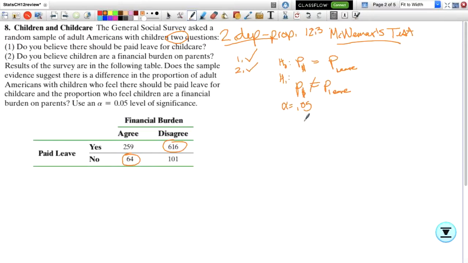So now that we've done that and we know which test we're going to be running, we're going to go into our calculator, and we are going to run our chi-squared CDF test. Sorry.